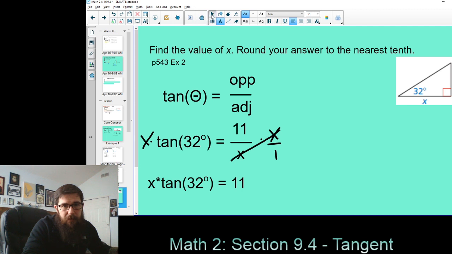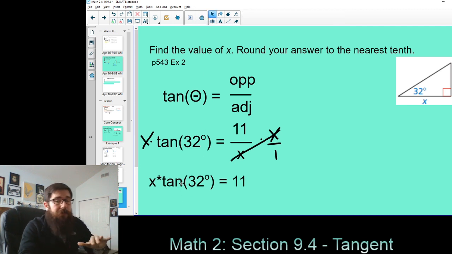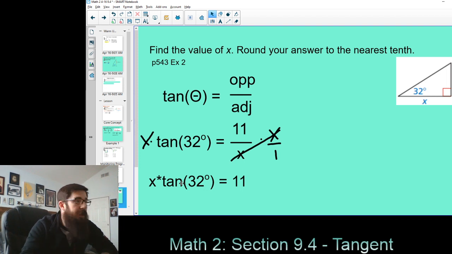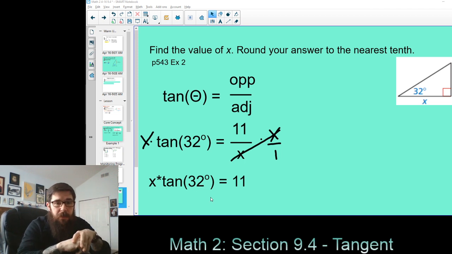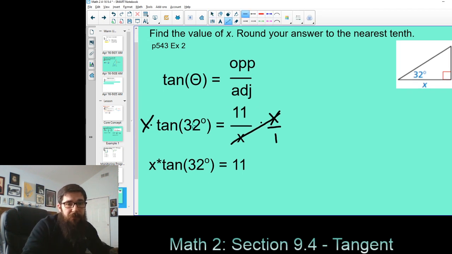And you might think, okay, now I've got x by itself. Tan of 32 is just a number. I promise you, we're going to use the calculator here in a second to figure that out. Just a number, nothing crazy about it. So if this was 2 times x or 4 times x or x times 5, it's being multiplied. What are we going to do to get rid of that? Divide. I'm going to divide both sides by tan of 32.